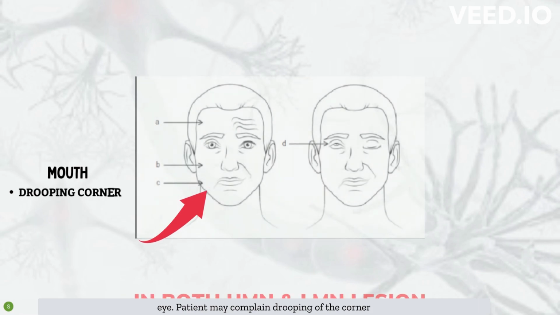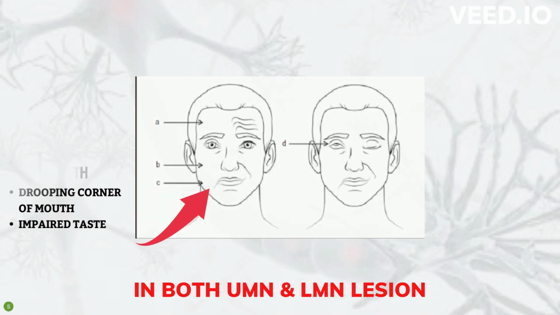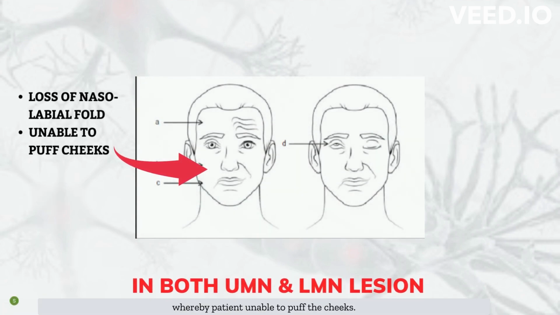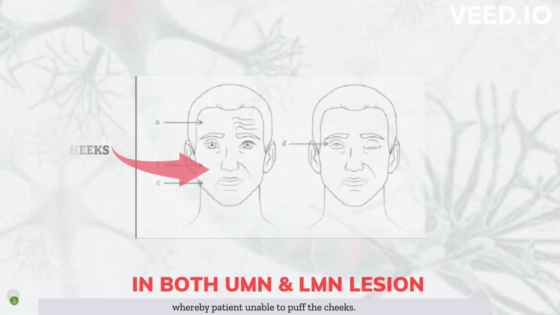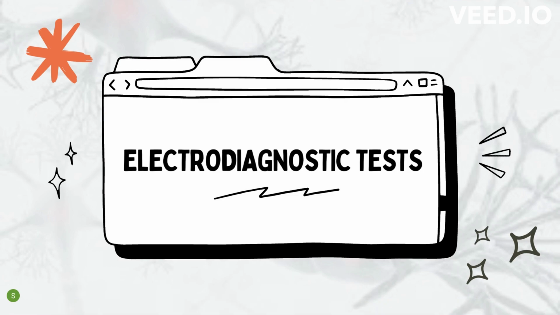Patient may complain drooping of the corner of the mouth and loss of taste. We can also see loss of nasolabial fold, whereby patient unable to puff their cheeks. These are the electrodiagnostic tests for facial nerve palsy.